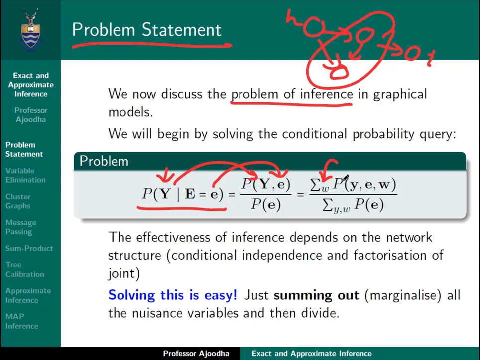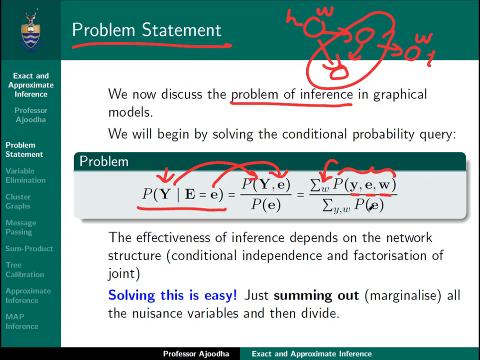You can think of this as your full joint distribution. This is the probability of the entire network, where y is the subset and the nuisance variables are w. So this is w, this is also w, and so on. So you have to sum over the y's, which is the subset of the evidence variables, all of the evidence, and all of the other variables in the network as well.